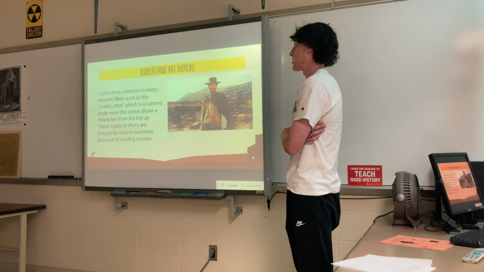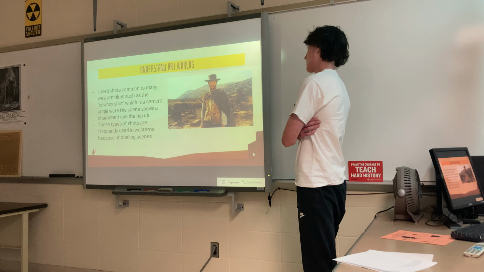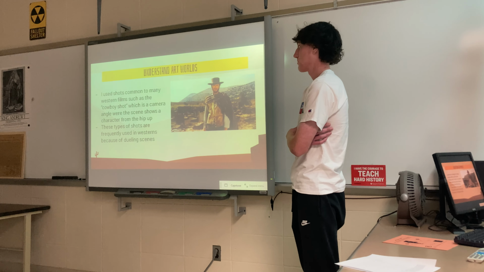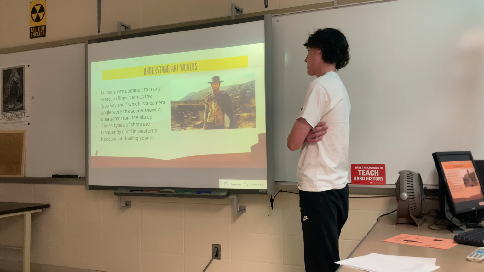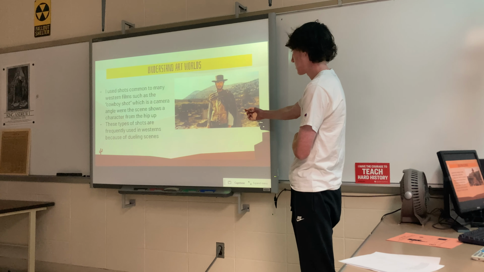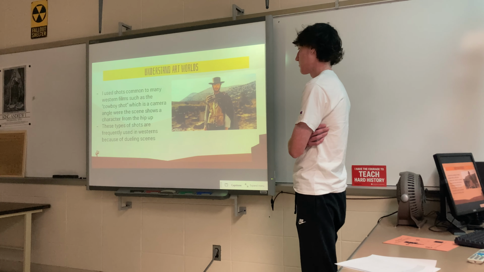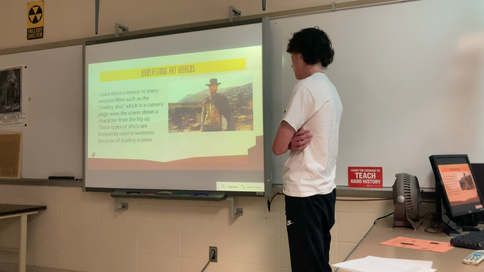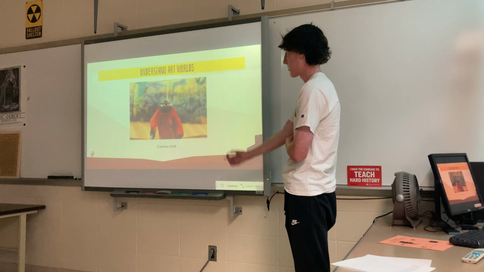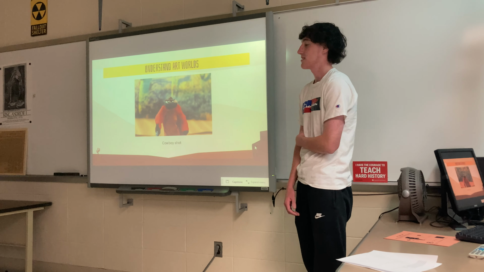So one shot that I use that's common in many Western films is the cowboy shot, which is a camera angle where the scene shows a character from the hip up. Here's an example. And these types of shots are frequently used in westerns, mostly because there's lots of dueling scenes. Here's an example of the cowboy shot where I used it in my film.